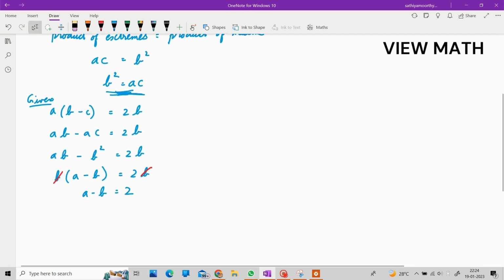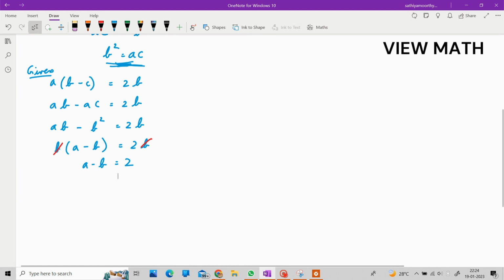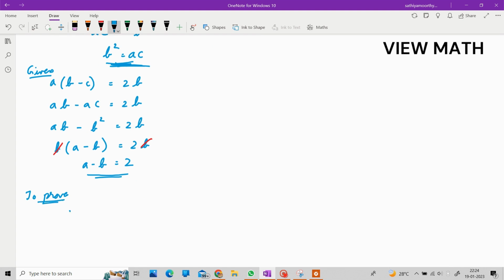Now all these are given. From the given I have derived this: a − b is equal to 2 and b² is equal to ac. So from the given condition I have got this. Now we have to prove. What is to be proved in the question is a − c is equal to 2 times (a + b) by a. So this is the thing I have to prove.